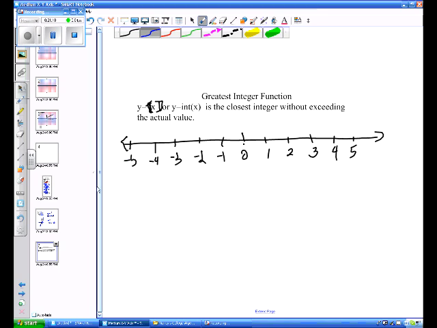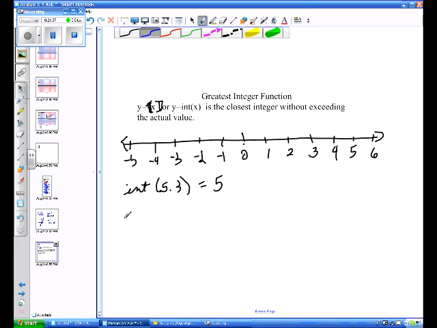So let's say that we want integer 5 3/10. Well, if we look on our number line, 5 3/10 is here. We're wanting the closest integer without exceeding it. Well, that would be 5.